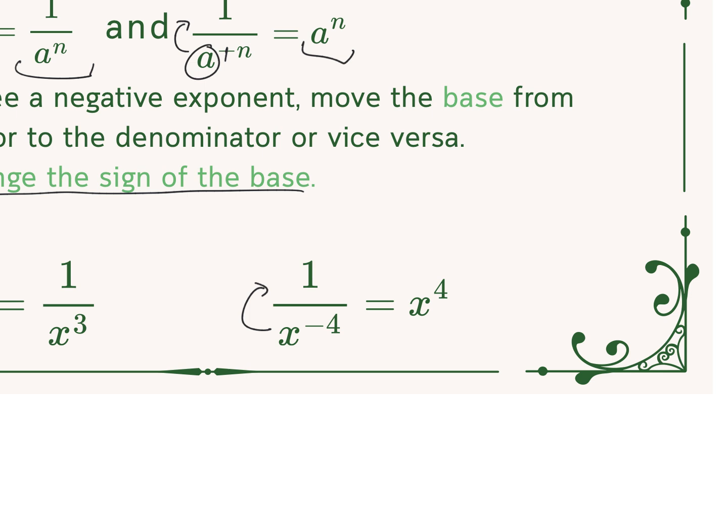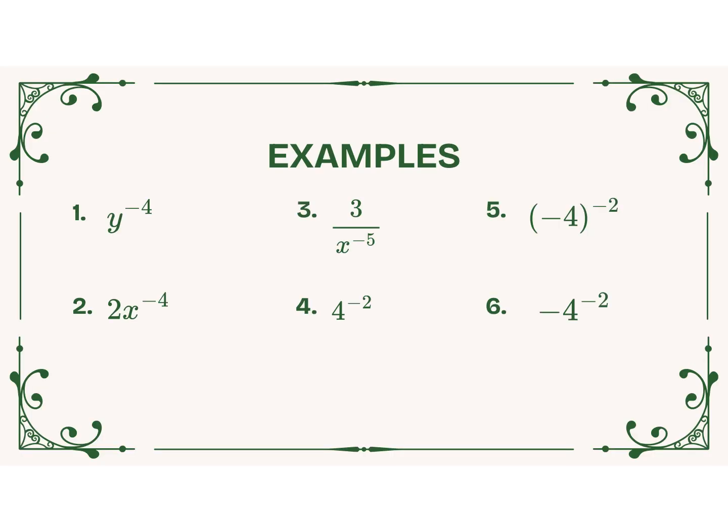And then if you're not comfortable with the 1 just disappearing, this is technically 1 times x to the 4th, but 1 times anything is itself, so you don't have to write that. All right, so if I see a 1 over x to the negative 4, change the position, it becomes a positive. All right, so let's try a couple examples.